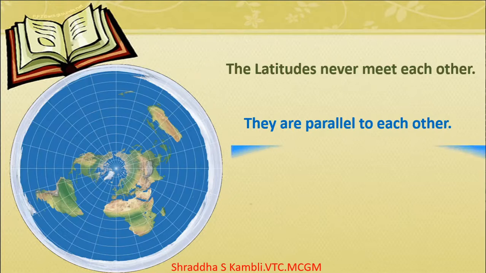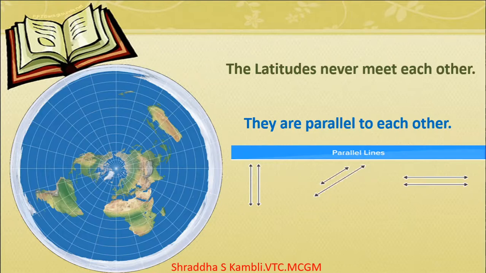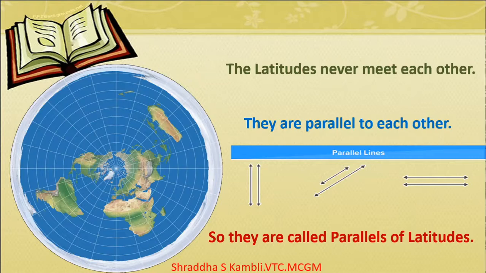What is the meaning of parallel? See, this is an example of two parallel lines. Parallel lines means a set of lines which will never meet each other. They will never meet each other means the distance between them is equal all over. That is why we say that they are parallel to each other. They will never meet each other. Alright, and these latitudes will also never meet each other, and they are parallel. So that is why they are called the parallels of latitudes. We call them parallels of latitudes.